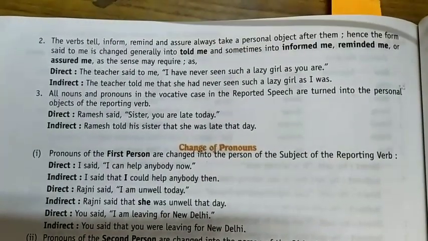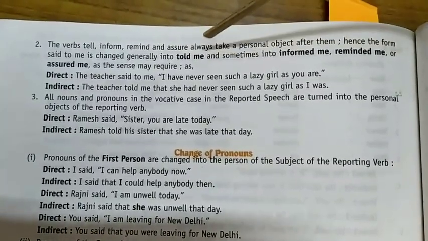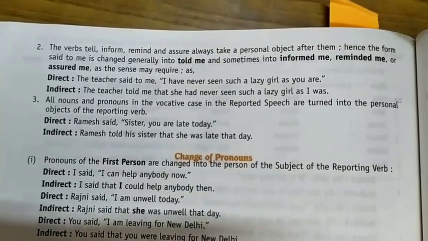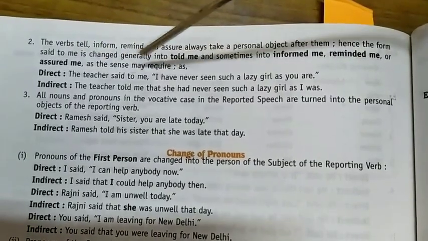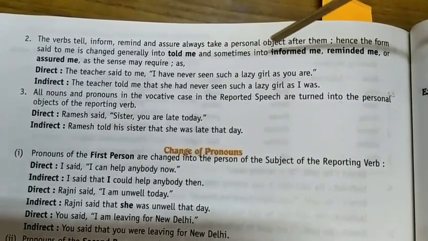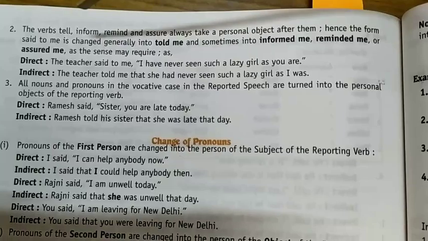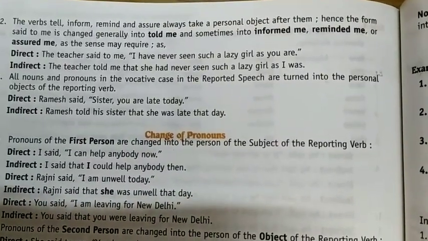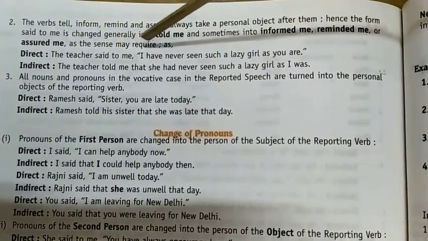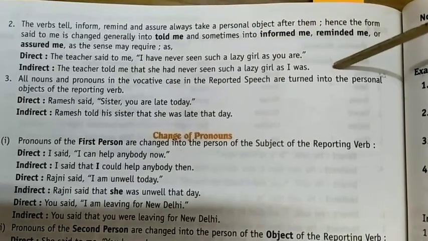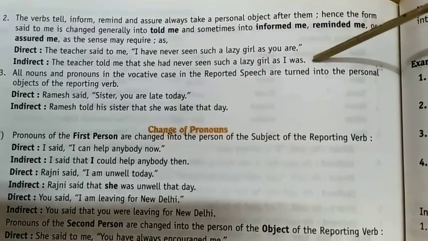Second, the verbs tell, inform, remind, and assure always take a personal object after them. Hence, the form said to me is changed generally into told me and sometimes into informed me or reminded me or assured me, as the sense may require. As per the sense it is conveying. Let's see how. The teacher said to me, I have never seen such a lazy girl as you are. Indirect, the teacher told me that she had never seen such a lazy girl as I was.